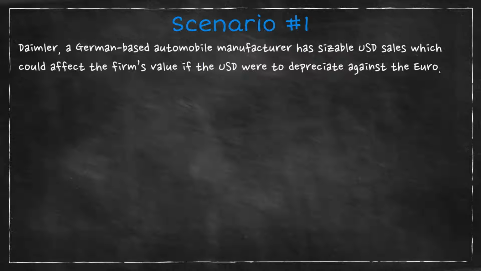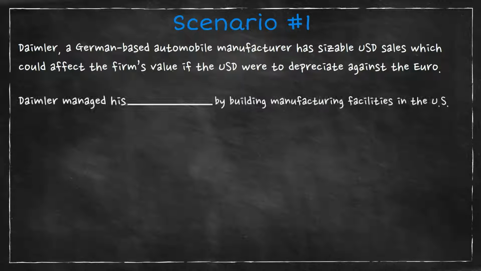Scenario number 1. Daimler, a German-based automobile manufacturer, has sizable USD sales, which could affect the firm's value if the USD were to depreciate against the euro. Daimler managed this exposure by building manufacturing facilities in the US. In this scenario, do you think it's a transaction exposure, economic exposure, or a translation exposure?